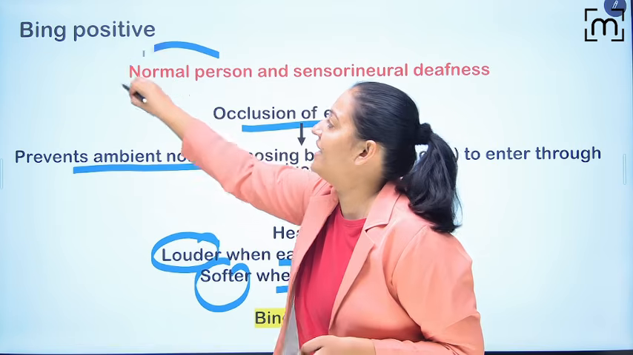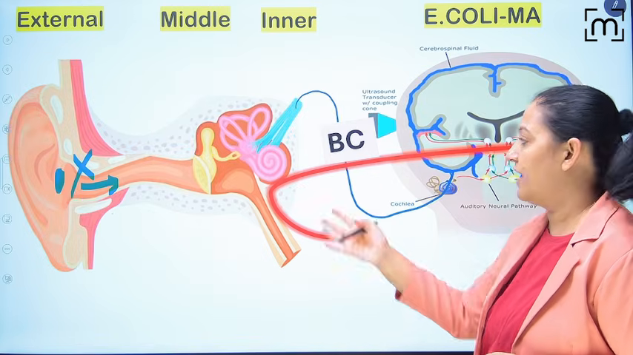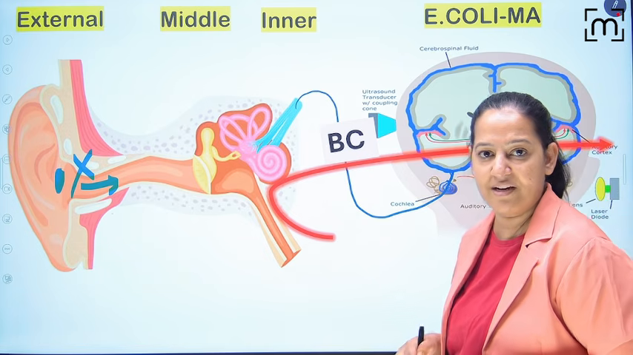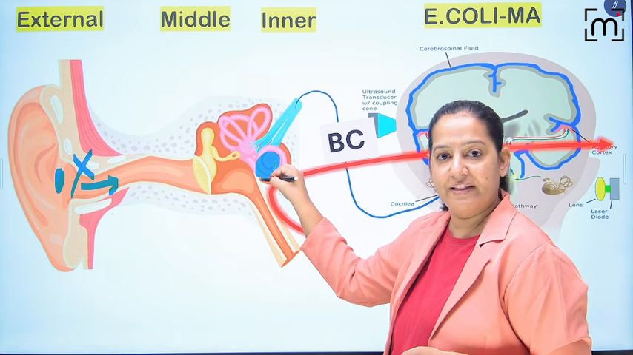It happens normally as well as in sensory neural deafness. Can you do sensory neural deafness here? How to do sensory neural deafness? Sensory neural deafness is the deafness in the cochlea.